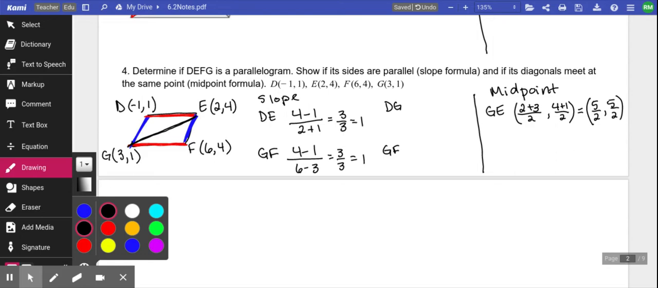We still need to find the midpoint of DF. I'm going to let you solve that. And again, you can just pause the video, complete the rest of these problems, and then unpause it to get the answers.